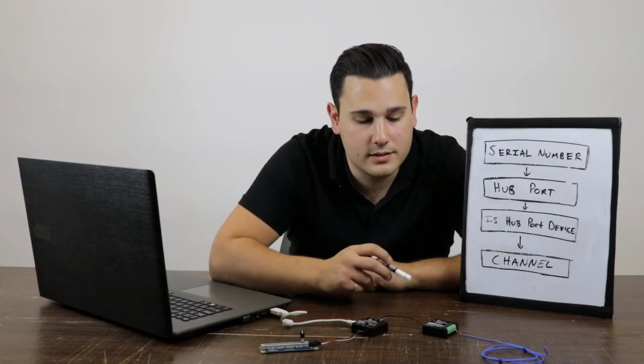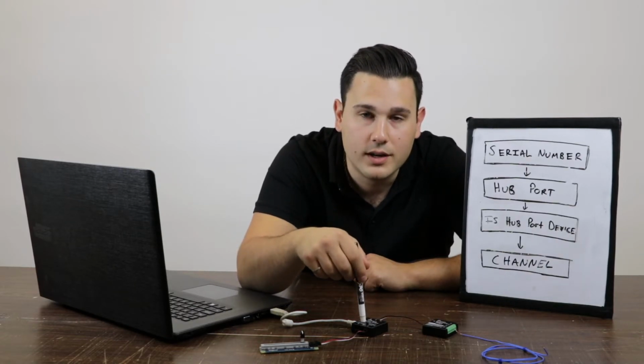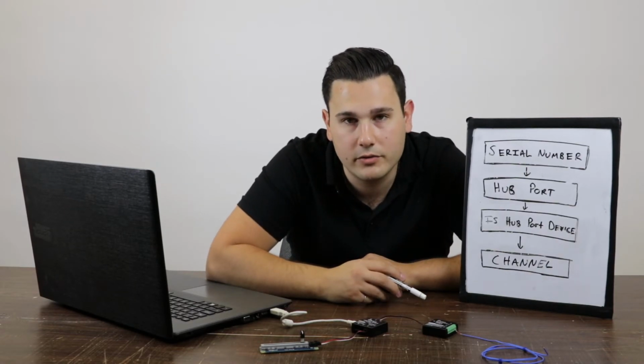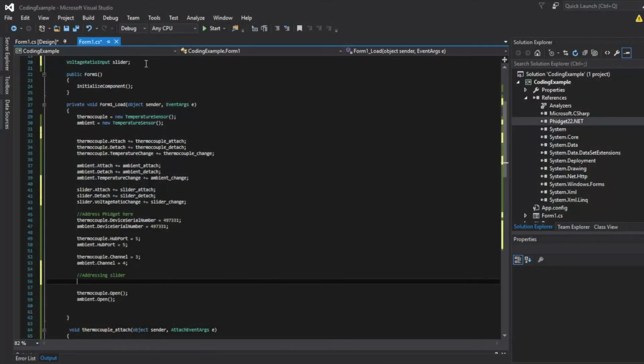Now that we've addressed the TMP1101, we're going to add a slider onto HubPort 2 to demonstrate the built-in functionality of the VINT hub. This is where IsHubPortDevice will come into play. I've added a voltage ratio input object and all the relevant code. Now all that's left to do is address it.